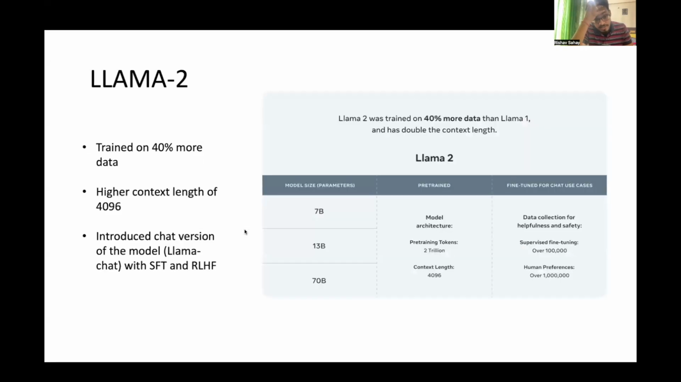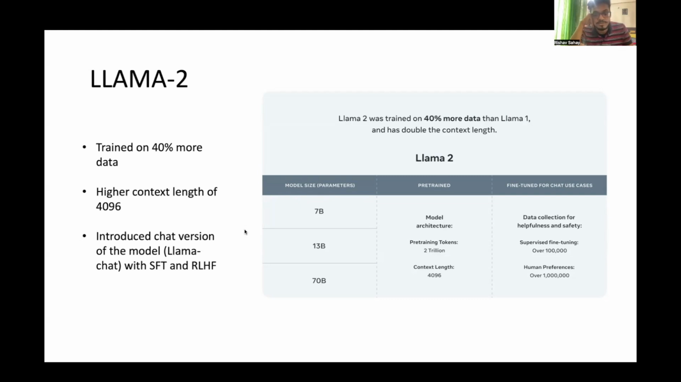Here we discuss Llama 2. Llama 2 has been trained on 40% more data than Llama 1, and it has double the context length. Meta introduced different model sizes for Llama 2, such as 7 billion, 13 billion, and 70 billion. Llama 2 has been pre-trained on 2 trillion tokens.